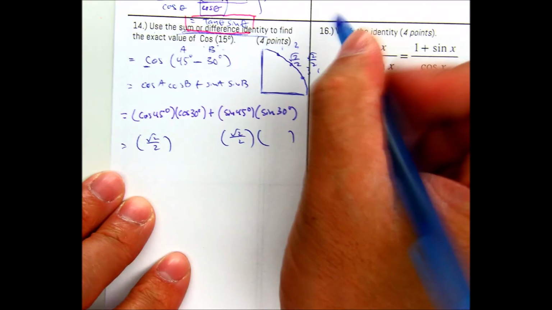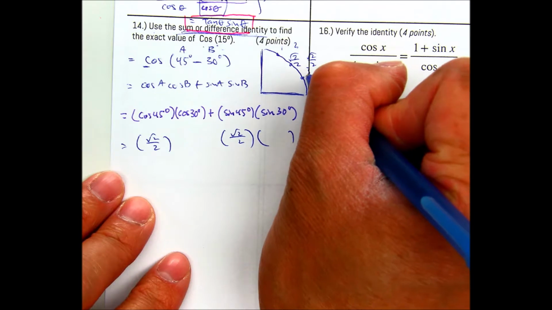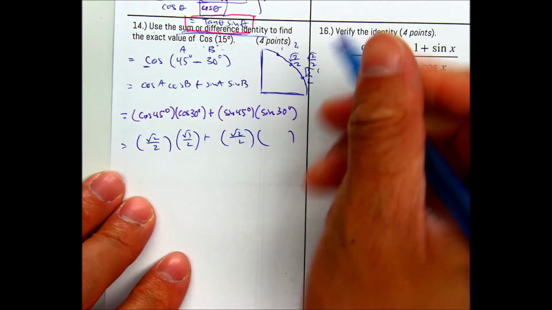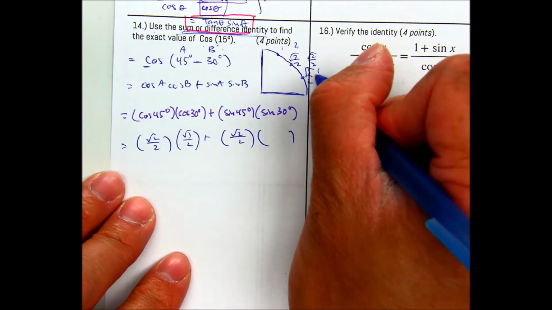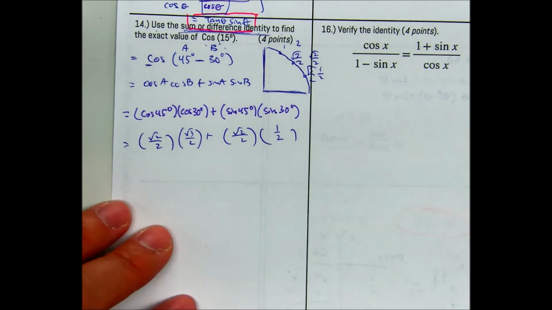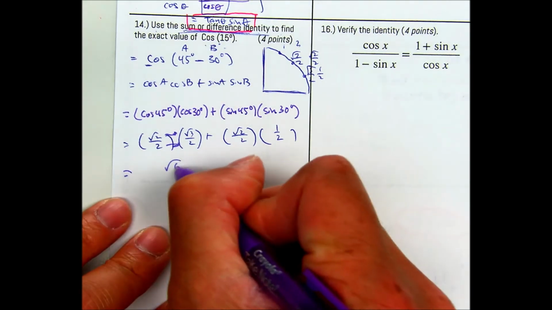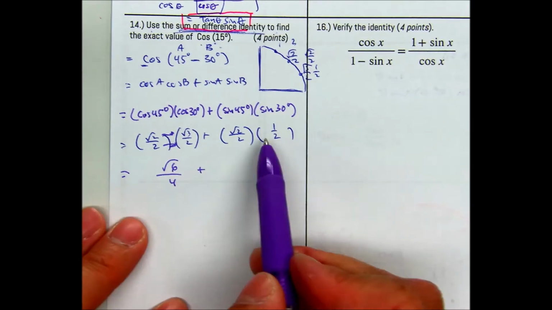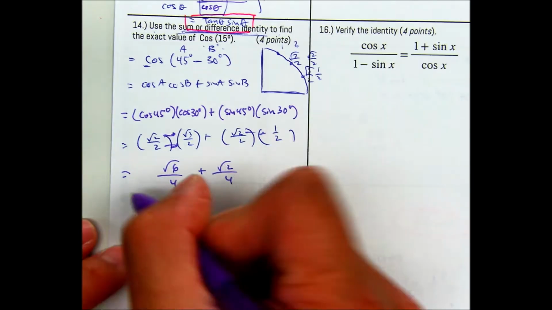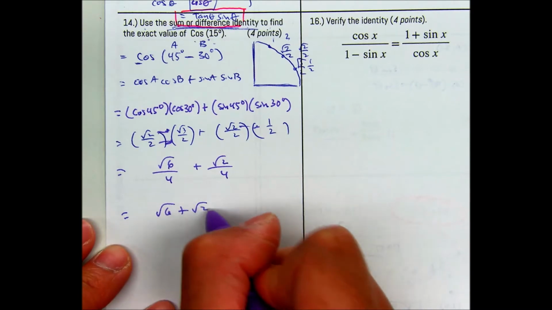Cosine at 30 is going to be radical 3 over 2. And sine of 30 is 1/2. So if I multiply across, you get radical 6 over 4. And if you multiply across here, you're going to get radical 2 over 4. You have a common denominator, so you're going to have radical 6 plus radical 2 all over 4 as your answer.